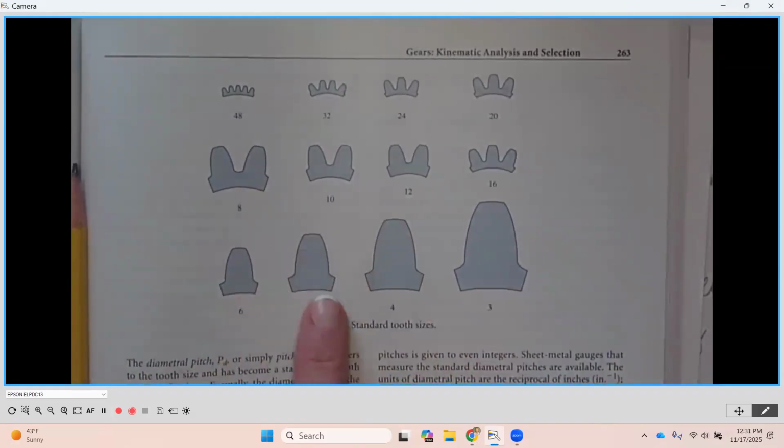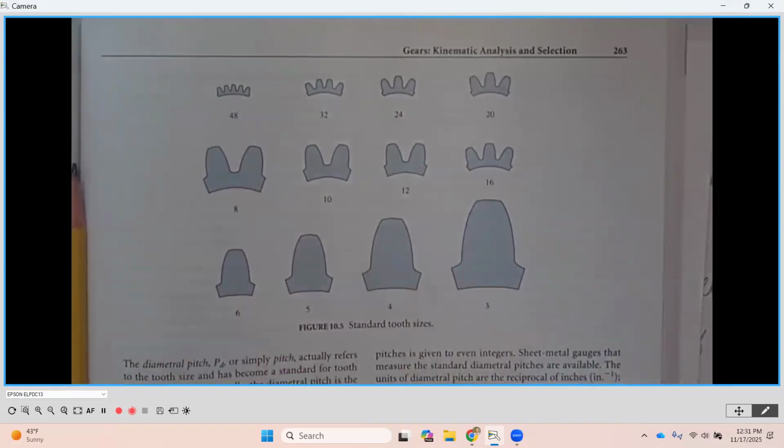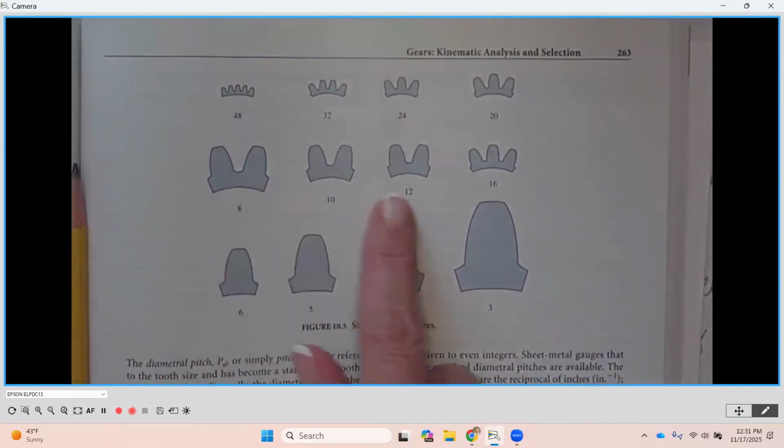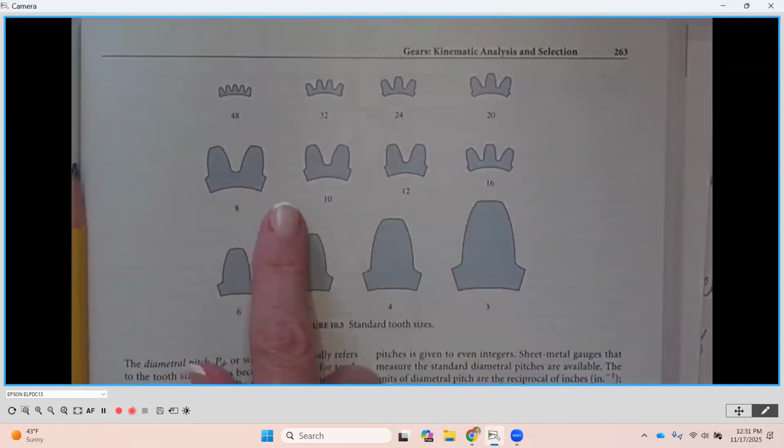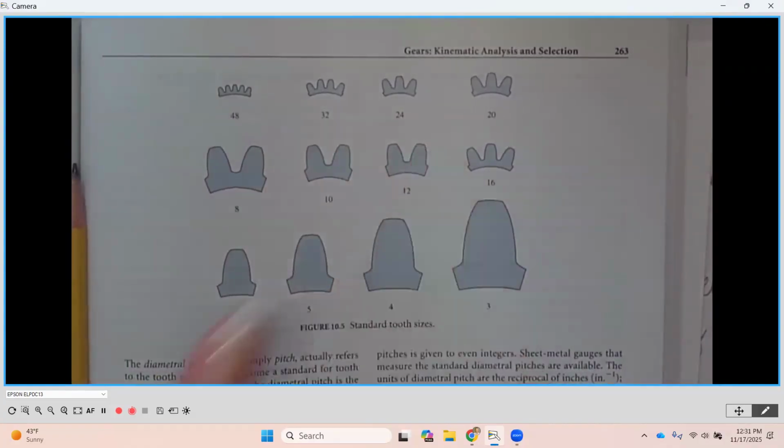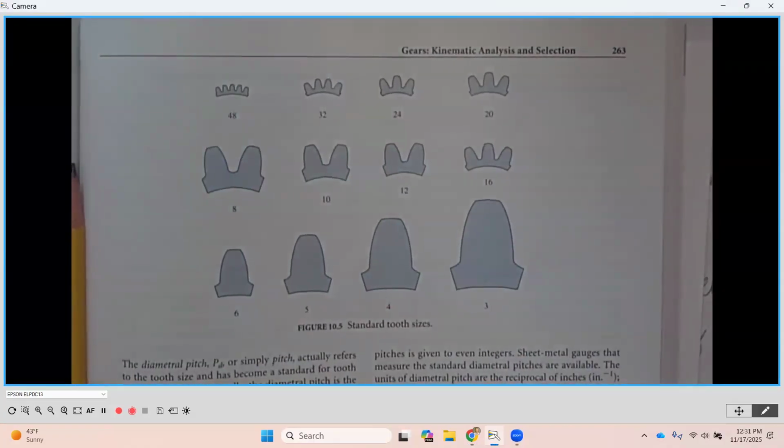So when we get into this bottom row here, these are considered big, chunky teeth that we would expect for the application to be more volatile or to push more force through, okay? In the middle here, there are middle of the road applications. And then up on the top here, these are going to be more delicate, smaller applications.